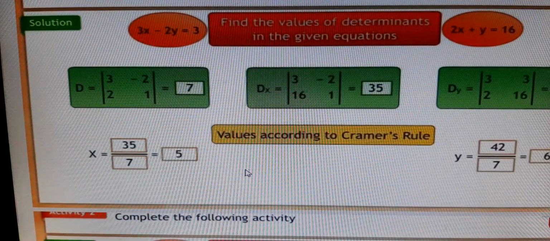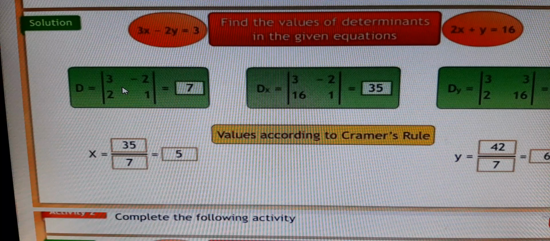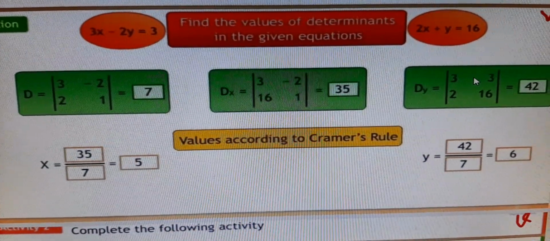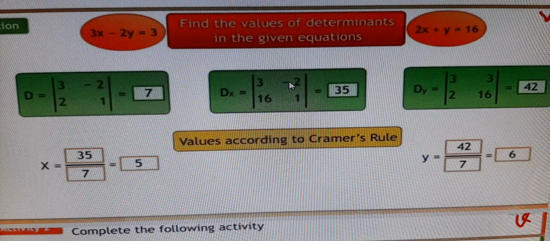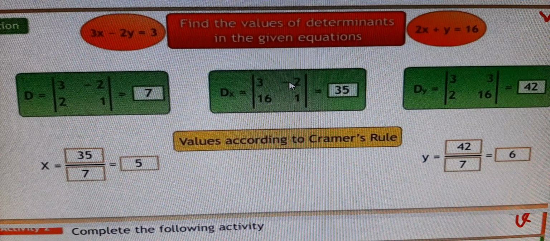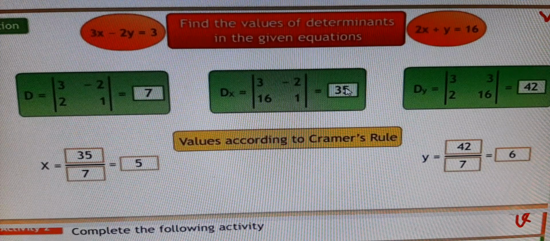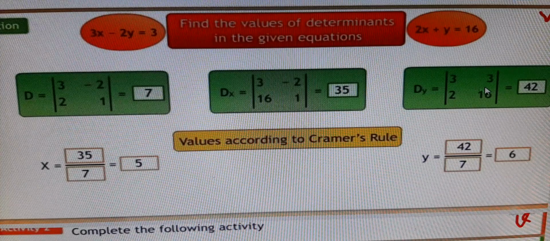Here also we solve the determinant. Here is one given activity: 3 into 2, 3 into 1 is 3, 2 into 2 is 4, minus 4, minus 4, plus 4. 3 and plus 4 become 7. Here also we write the direct answer. Here 3 into 1 is 3, 16 into 2 is 32, minus 32, minus 32 into minus is plus. 3 plus 32 is 35. Here also we get the answer.